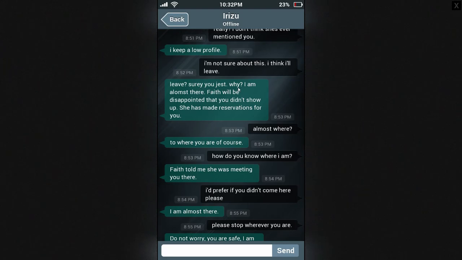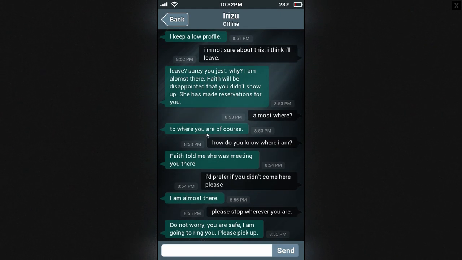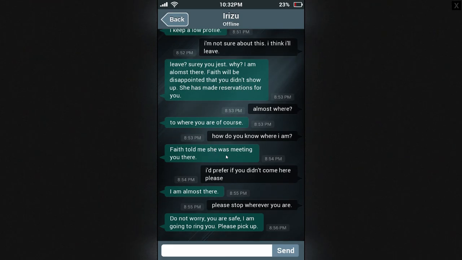Leave? Surely you jest. Why? I am almost there. Faith will be disappointed you didn't show up. She has made reservations for you. Almost where? To where you are, of course. How do you know where I am? Faith told me she was meeting you there. I'd prefer if you didn't come here, please. I am almost there. Please stop wherever you are. Don't worry. You are safe. I am going to ring you. Please pick up.